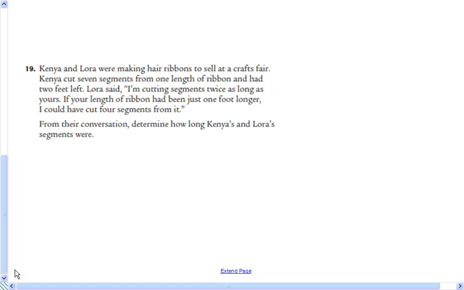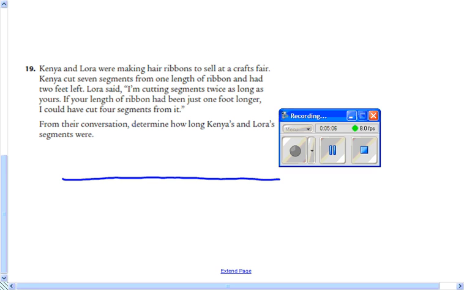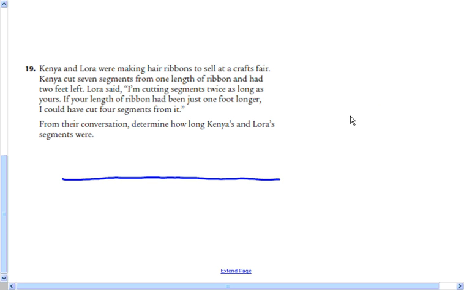So I think a good strategy here would be to make a diagram. Let's say this line here represents the ribbon. It says Kenya cut 7 segments from one length of ribbon and had 2 feet left. So let's make those cuts here. There's 1, and they're all the same length. So 2, 3, 4, 5, 6, 7, and then she said she had 2 feet left. So this space left over here is 2 feet.